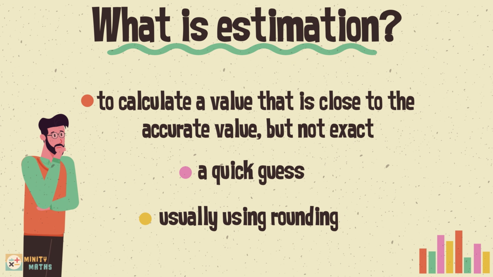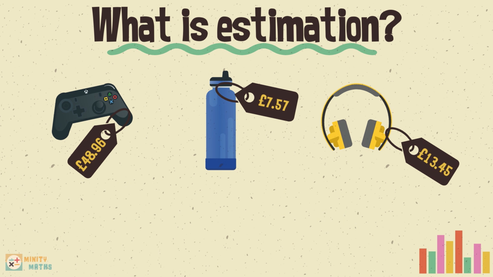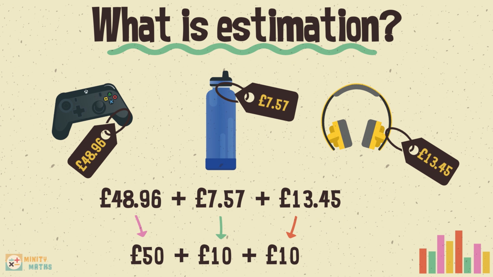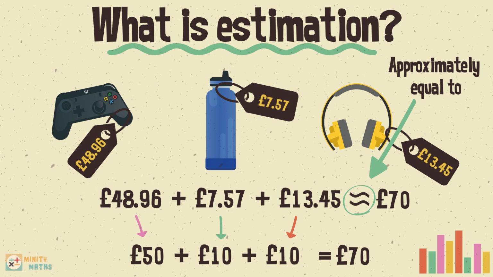We can usually estimate values by rounding. For example, if you were to buy these 3 items and had £80 to spend, you could estimate the total value by rounding each item to the nearest 10, and then adding them up. We can quickly work out that we probably do have enough money to buy these 3 items. We use this symbol rather than the equals sign to show that a calculation has been estimated.